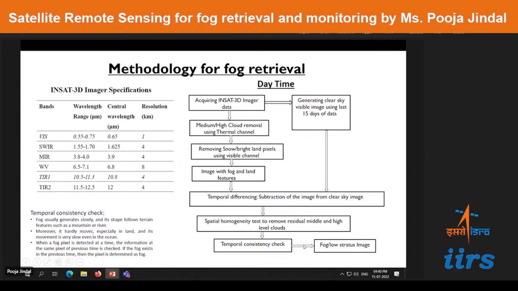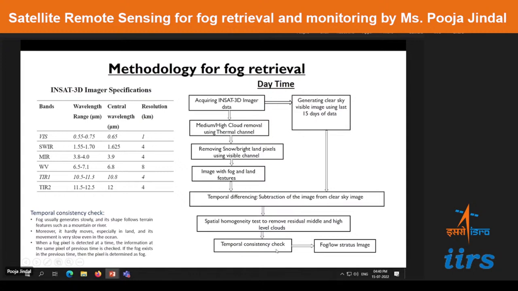Then comes the temporal consistency check. The basis of this check is that when fog forms, it persists for some time and then dissipates. It is not the case that fog will form, be gone after 15 minutes, and then again be there. For any particular location, if fog forms, it will persist and then dissipate.